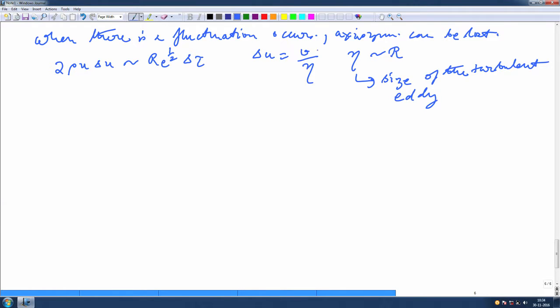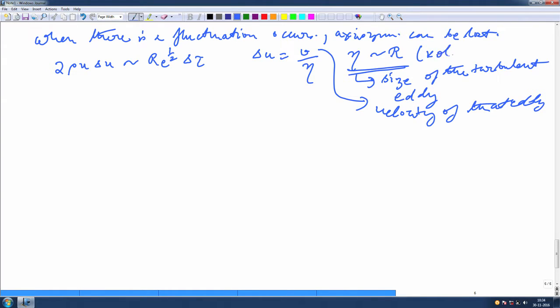Okay. And v is the corresponding velocity of that eddy, so to say. So, that is the fluctuating eddy. This normally assumes that this eddy lies in the Kolmogorov scale. We are not going to go deep into what the Kolmogorov scale is as of now. So, this is the smallest scale in the turbulence spectrum.